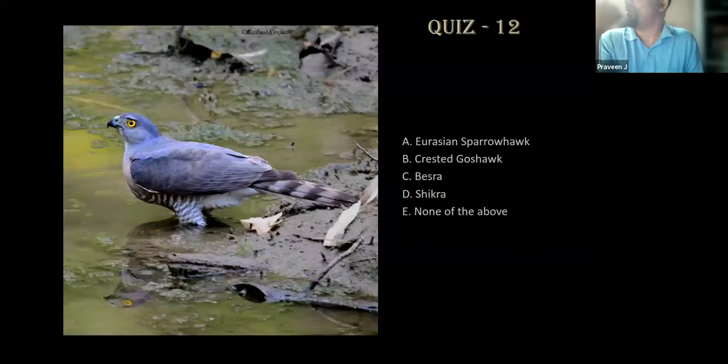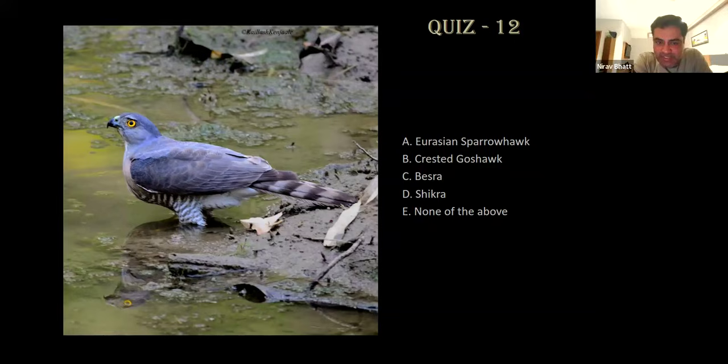I think we can move here also. 39% Besra, 26-25% for Eurasian Sparrowhawk and Crested Goshawk. Okay. So this is an adult female Besra. Actually, this is the same one which I've used in the earlier slides. Same photograph. It is okay.